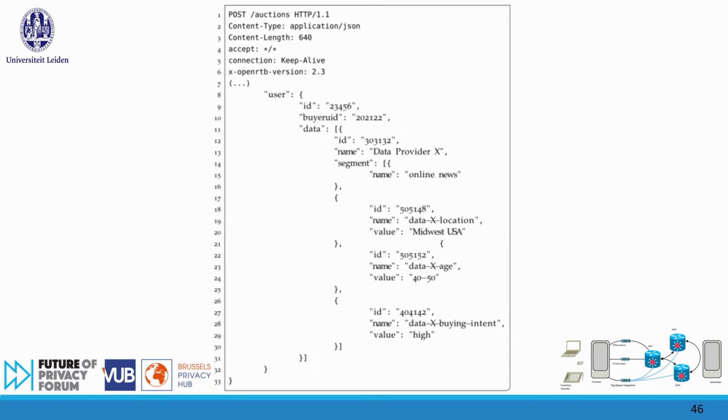Location is a second attribute that you will see. Age is also a typical attribute included in the bid request, but also things like buying intent. Because the cookie, like we've seen before, is just a very limited storage mechanism to convey identifiers, you see that this structure is a much richer way of passing on information about the user, and this is why the real-time bidding protocols are much more advanced than the cookie protocols from the 90s.